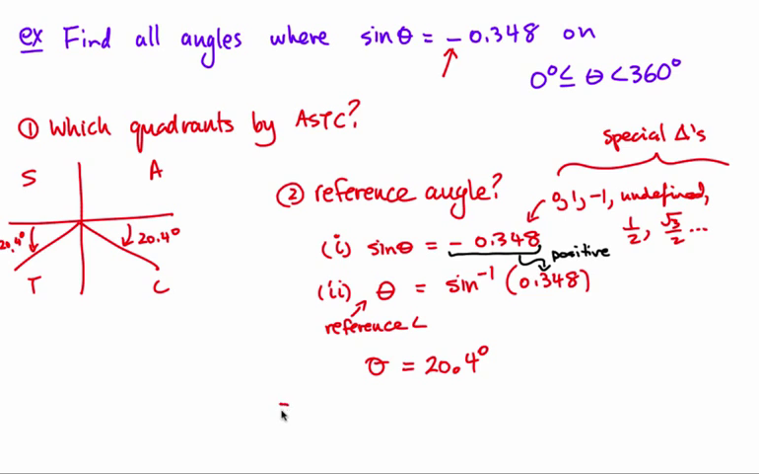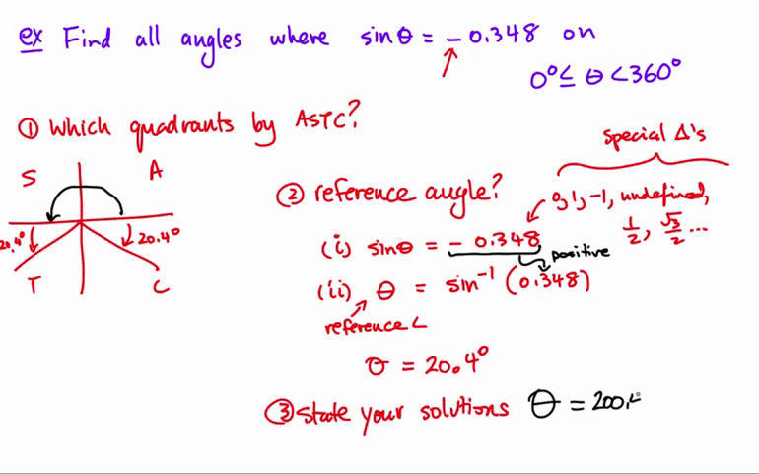And so now you can go to your last step, which is to state your solutions. There are 2 of them. One of them is 180 plus another 20.4, which is 200.4 degrees. And the other one is 360 degrees and go back 20.4 degrees, which gives you 339.6 degrees.